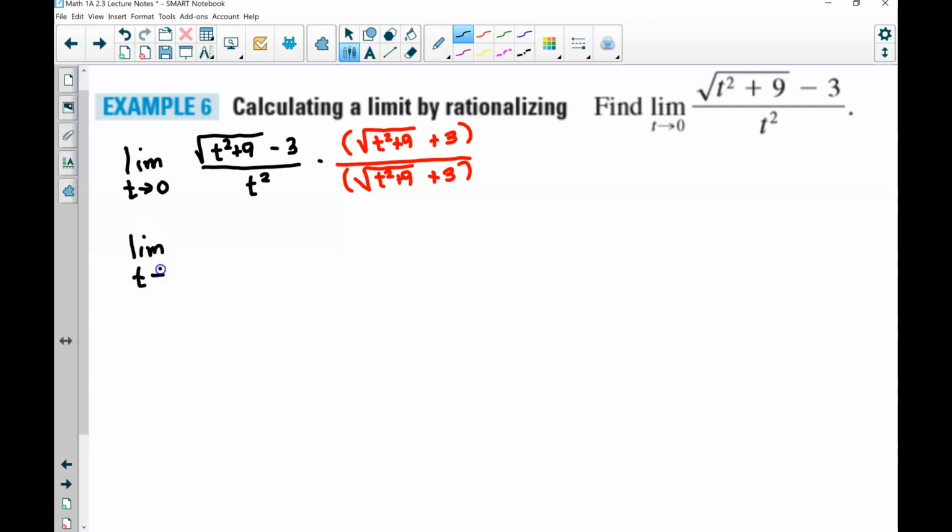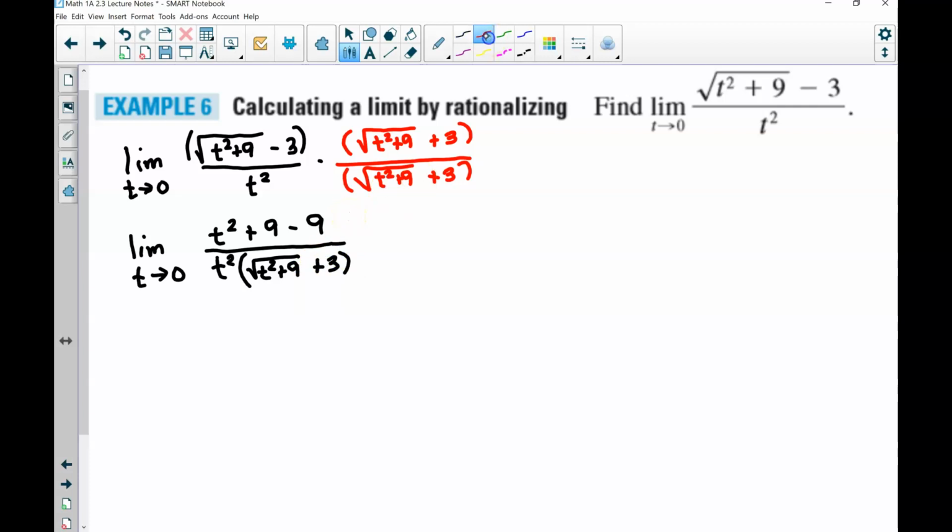Now when we multiply this out, we multiply the numerators together, and we're multiplying a difference of squares. So we're going to square the first term. When you square the first term, that means you're removing the radical sign. So you're going to have t squared plus 9. And then you're going to have minus 3 times plus 3, which is going to be minus 9. And that's going to be divided by t squared times the square root of t squared plus 9, plus 3.